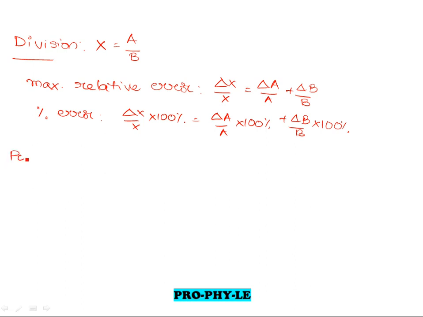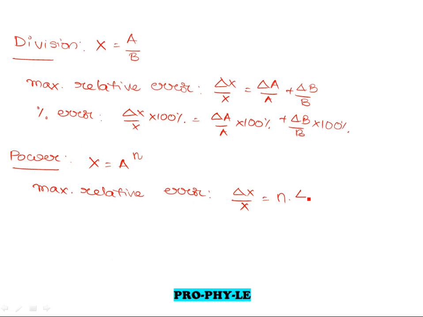Similarly, if you have some physical quantities involved in powers, that means x is equal to A to the power n, then maximum relative error, here also we will find maximum relative error only, that is delta x by x will be equal to n into delta A by A. If you are asked for percentage error, then delta x by x into 100% will be equal to n into delta A by A into 100%.